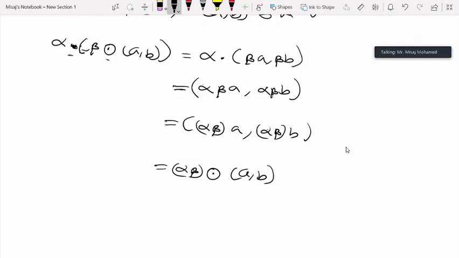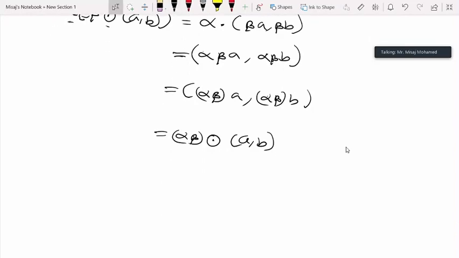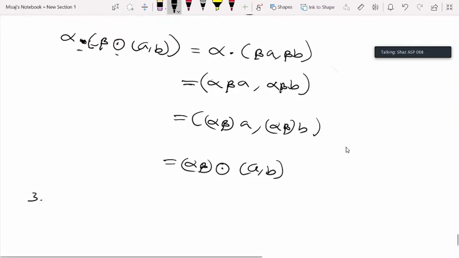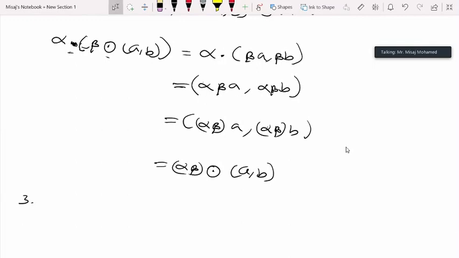Right. Alpha beta. That property holds. What is the third property? Please tell me. Scalar identity. Scalar identity is what? One is in R. That's right.